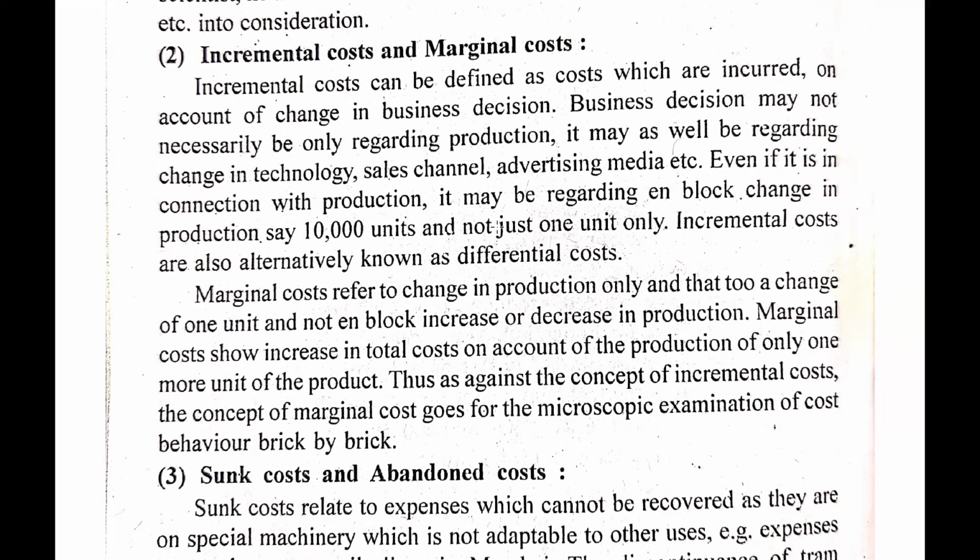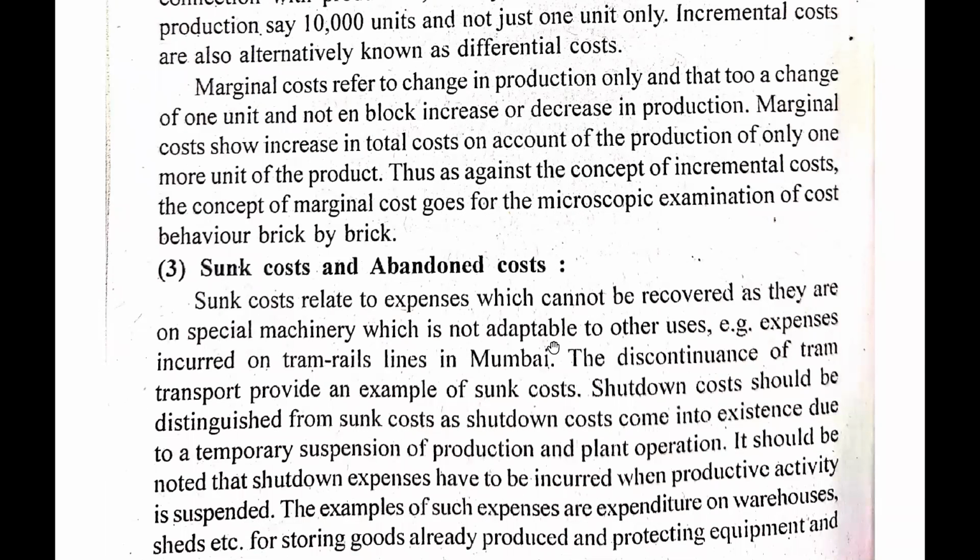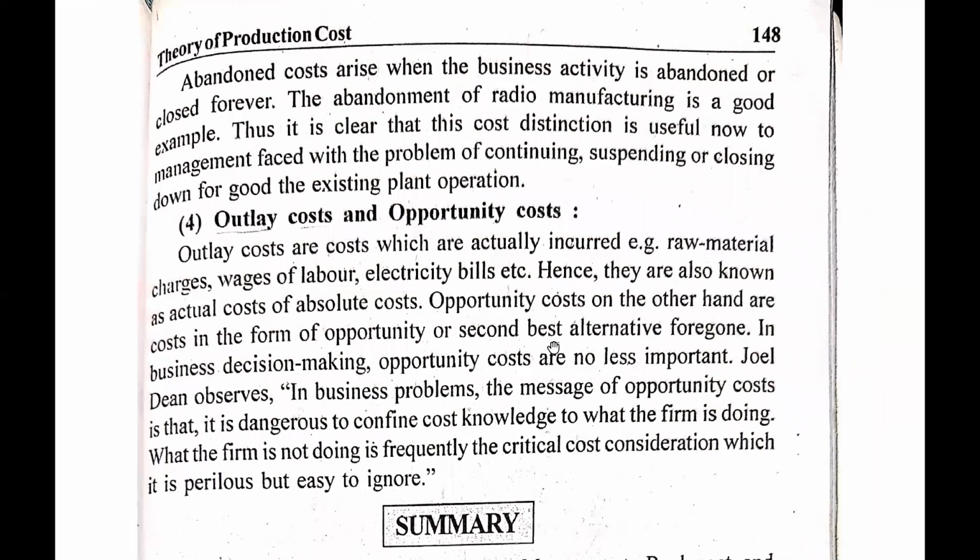So if we take an example of marginal cost, if I am producing 500 units, and now I have decided to increase my production by one unit, and I just want to see that by increasing one unit of the production, how much cost will be increased. So it is about one single unit of the total production. Now guys, we will see sunk cost and abandoned cost.